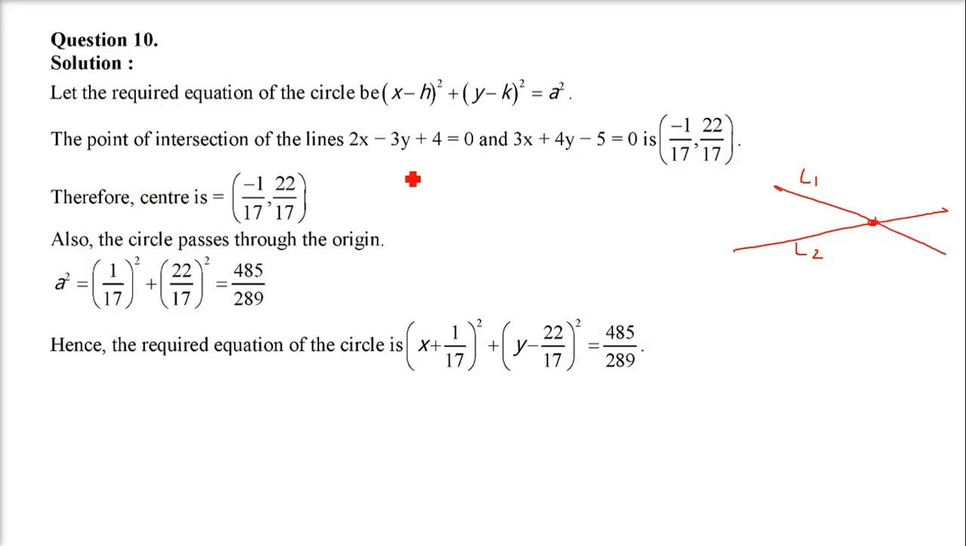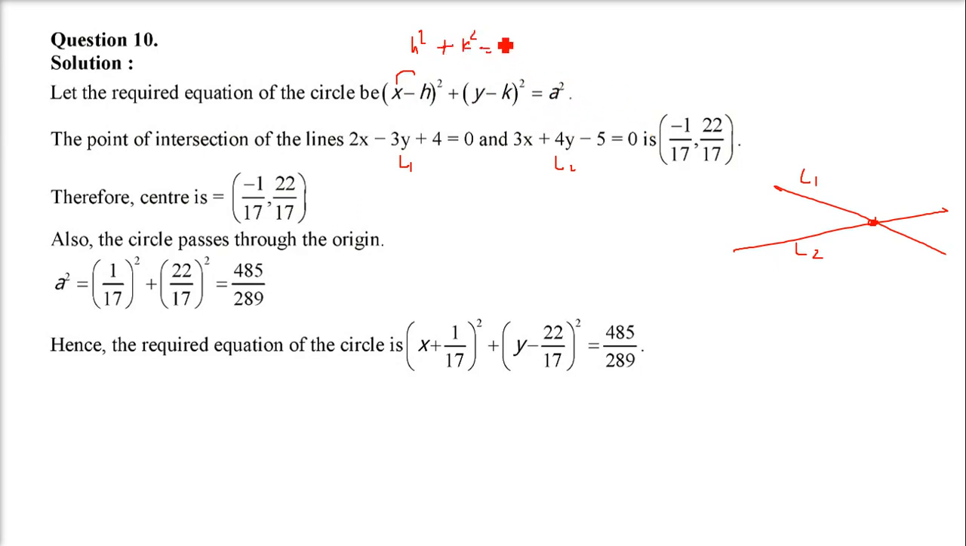I hope you will be able to find it out. This is the first line, this is the second line. The intersection point will be this one, minus 1 by 17 and 22 by 17. What is our equation? X minus h whole square plus y minus k whole square equals a square. But it passes through the origin also. So you just have to put x as 0. So 0 minus h whole square, that is h square, plus 0 minus k whole square is k square, equals a square, that is r square.